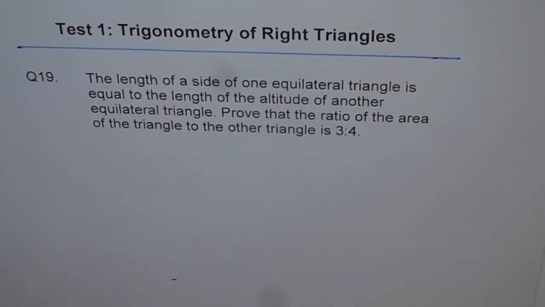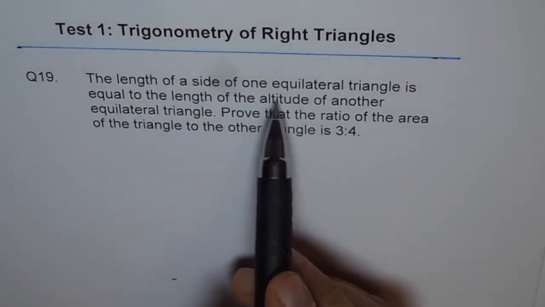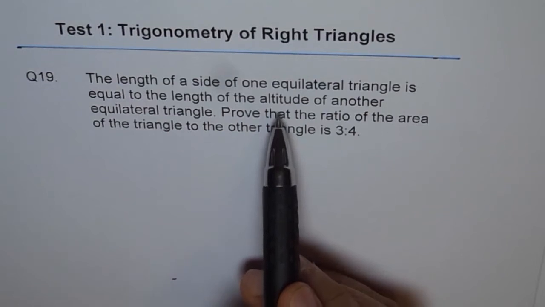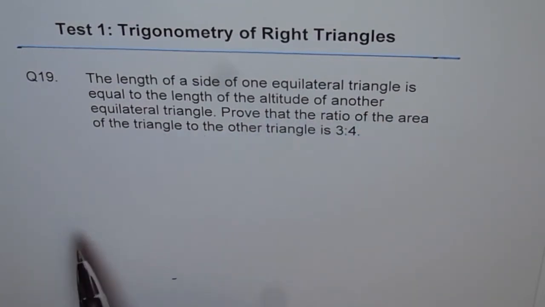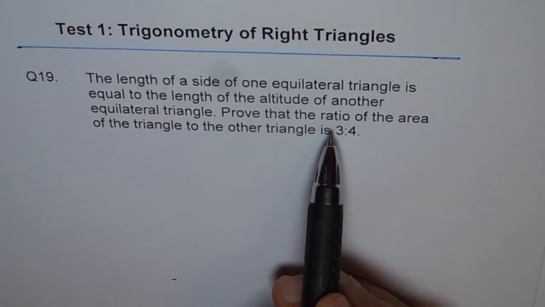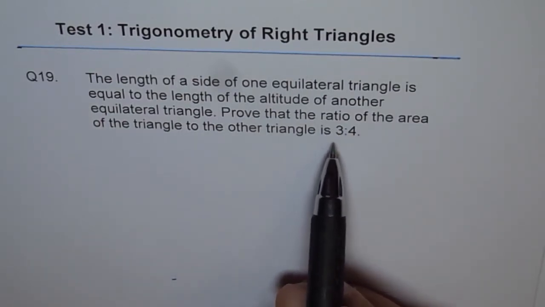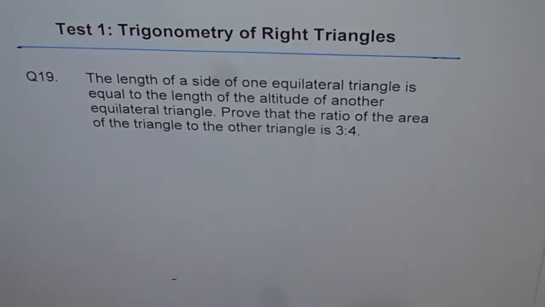Here is the second bonus question of your test on trigonometry of right triangles. Question 19. The length of a side of one equilateral triangle is equal to the length of the altitude of another equilateral triangle. Prove that the ratio of the area of the triangle to the other triangle is 3:4, right? So that is the question. Try to make a sketch, think about it, and solve the problem. It's a bonus question, very beautiful question.